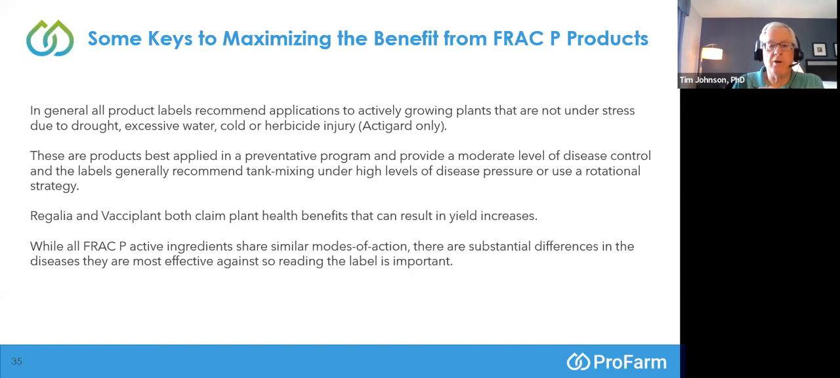So again, while there are similar modes of action between all these FRAC P active ingredients, there are substantial differences in the diseases that they are most effective against, because they are triggering the plant to produce the compounds. They are not acting on the disease itself. So that's why you really have to read the label. If you've been using one product and you want to try a different FRAC P product, make sure you look at the label and that the disease is on there before you go forward.